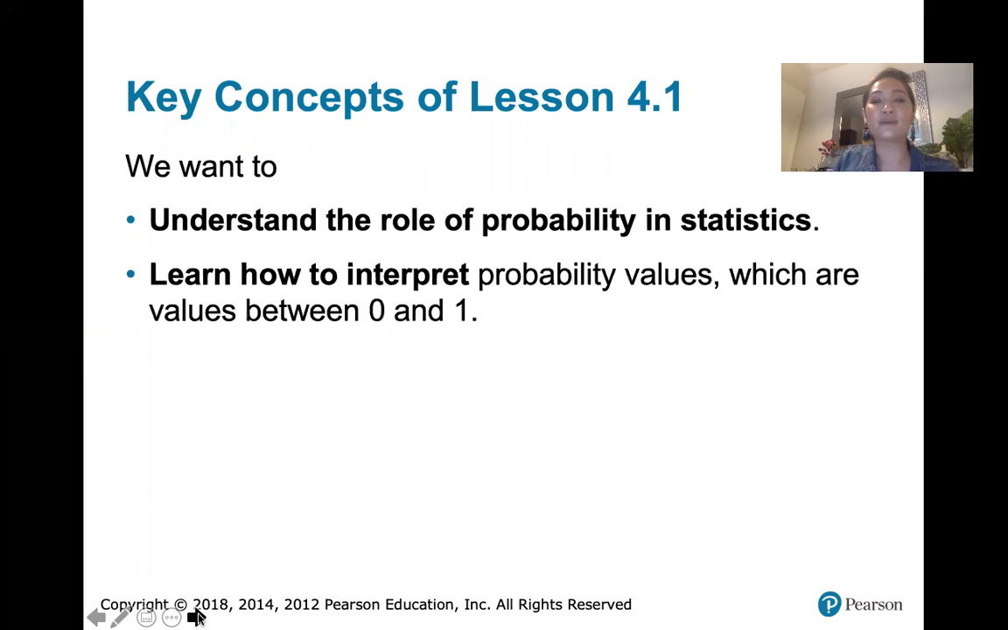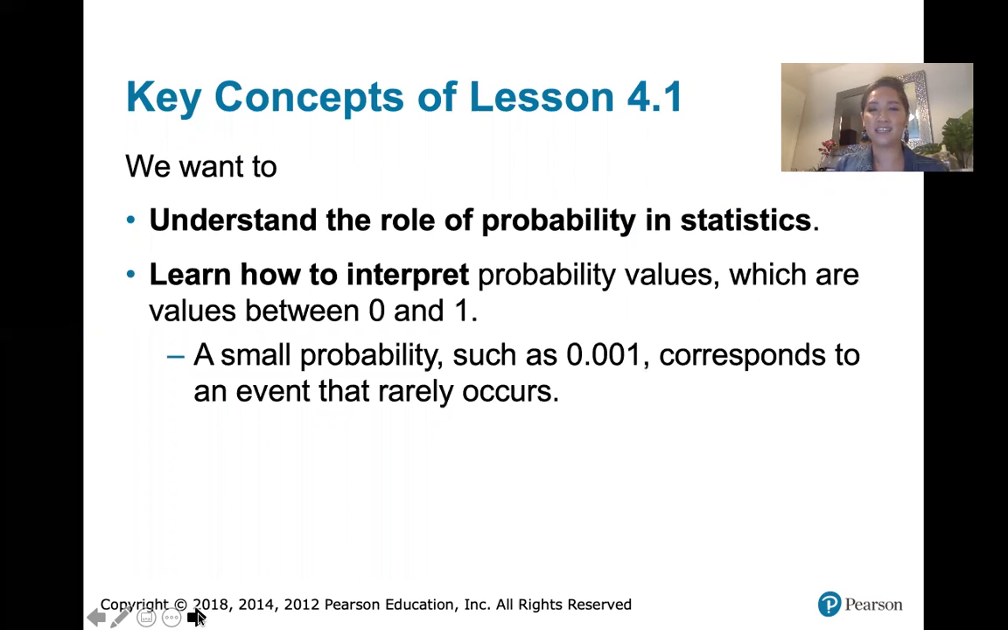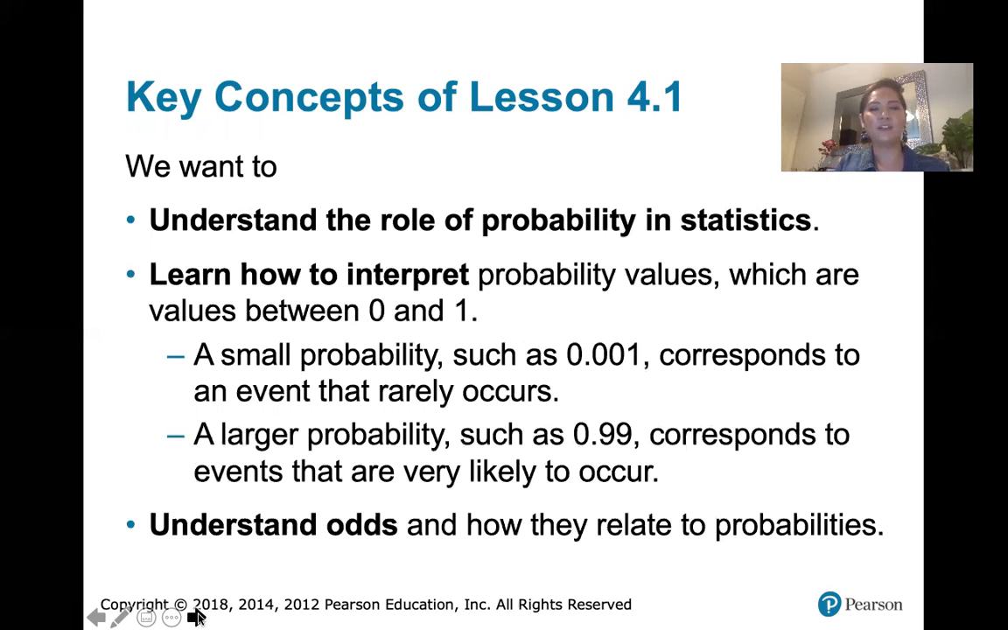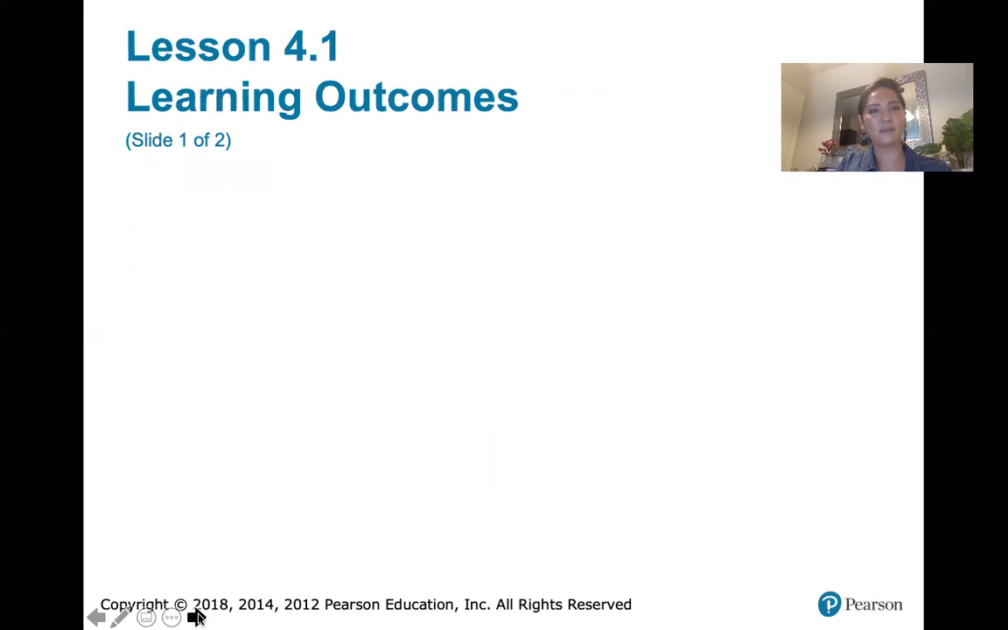Then we're also going to learn how to interpret probability values. These are just numbers between 0 and 1 that represent expressions of likelihood. We want to know what a probability of 0 means and what a probability of 1 means, and approximately what all those probabilities in between 0 and 1 represent to us. We're going to say that a small probability, such as 0.001, corresponds to an event that is very rare. And a larger probability, such as 0.99, corresponds to an event that is very likely to occur. Then we also want to understand odds and how they relate to probabilities.